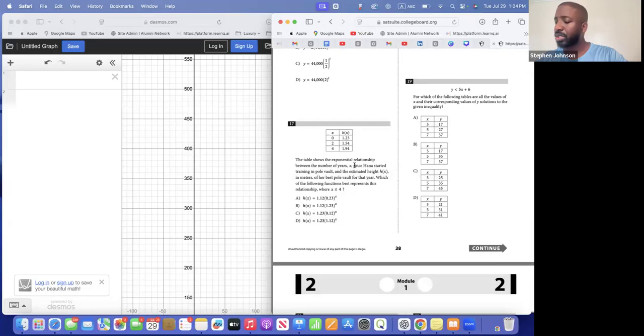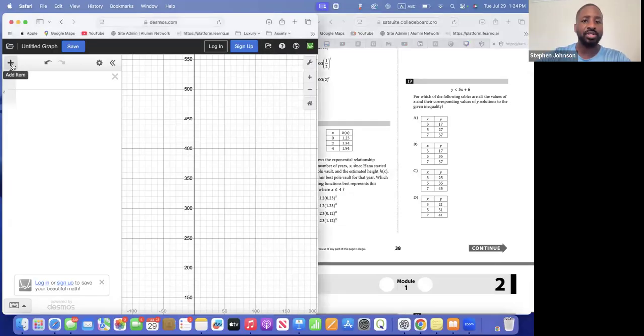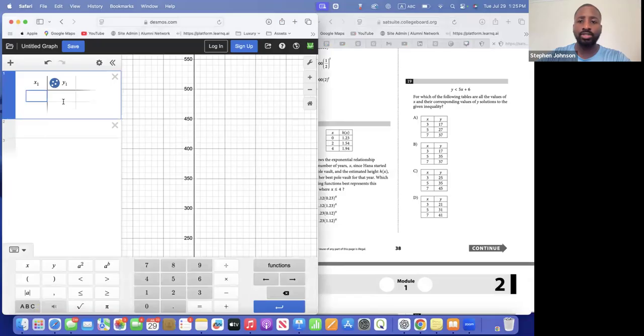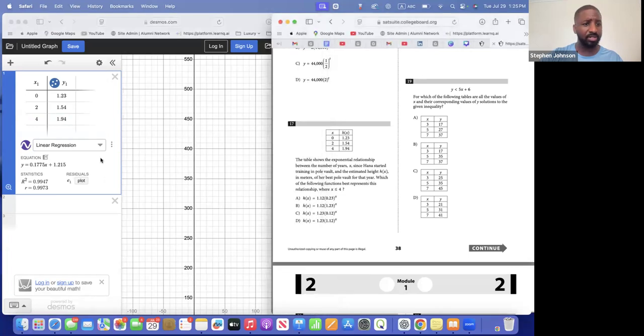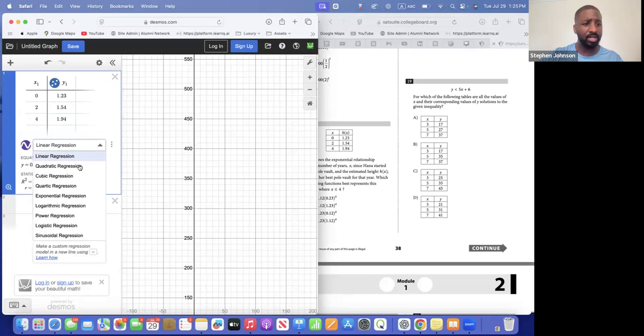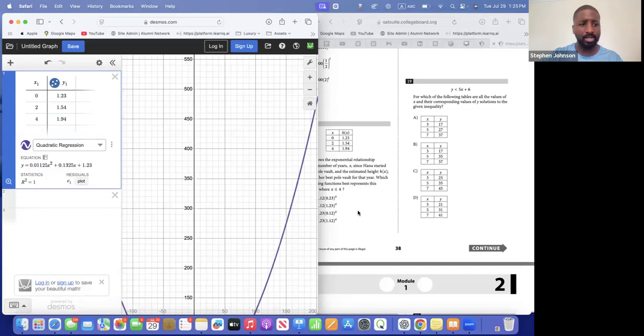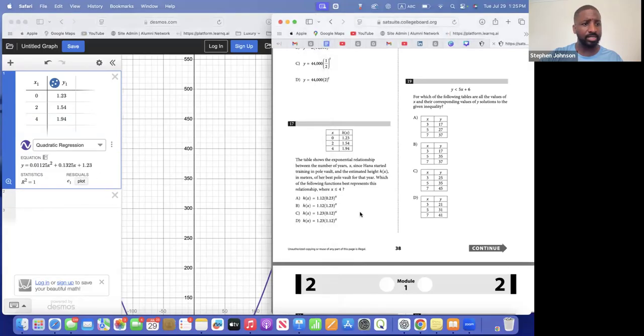We have a table. So just so that you know, on Desmos you can enter information from a table. So I'm going to enter that information here. We have 0 and 1.23, and we have 2 and 1.54, and we have 4 and 1.94, and I can just connect those dots there. The question actually gives me the equation here. I don't think that's what this is looking for, though. Looks like it's a little bit different. This is a linear regression. Looks like I want something quadratic here. Still doesn't look exactly the same, but let's see.